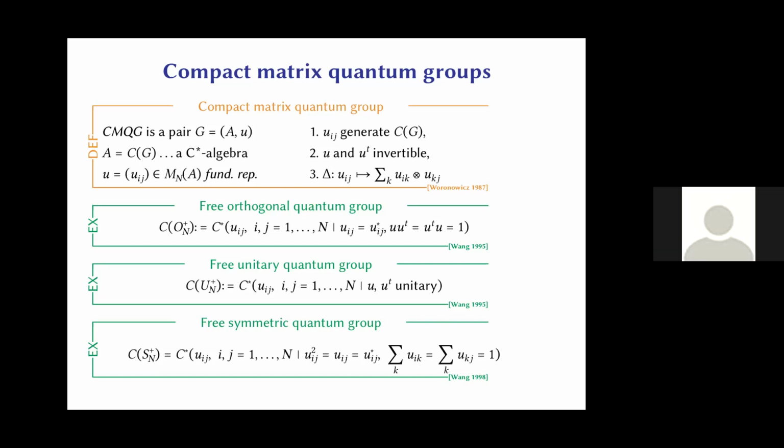Daniel, can I stop you one second? Just the invertibility of U and U transpose, how does that relate to the antipode on the dense part? This is a strange way of looking at things for me.